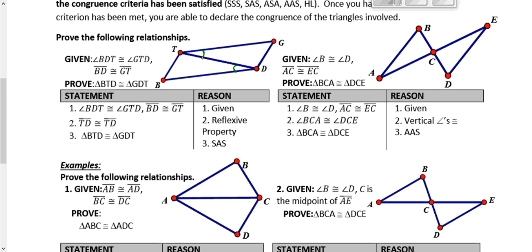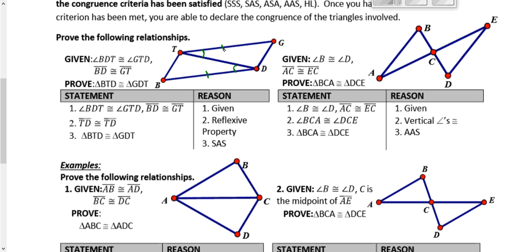Now, they also give us BD congruent to GT. Let's mark those two congruent. That's our given. What do they want us to prove? Prove the triangles are congruent. Do we have ways to prove triangles congruent? Yes. What are they? Side-angle-side and all that stuff. So we're going after one of these things.